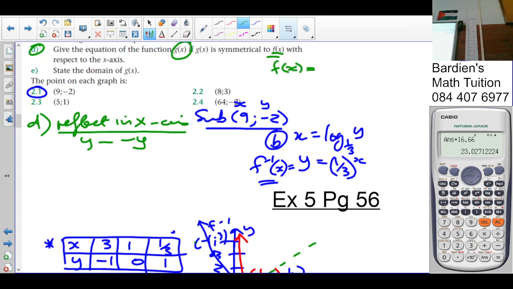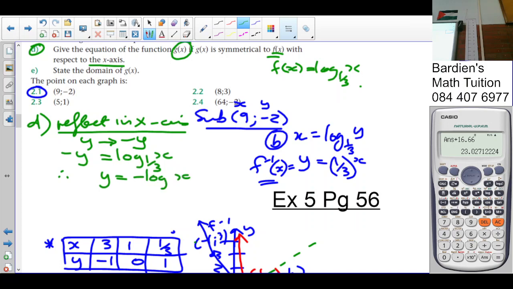F of x was log x base a third. So if it's symmetrical about the x-axis, y becomes negative. So what do I write here? Negative y is equal to log x base a third. Which now can be written as y is equal to negative log x base a third, or somebody called it out now, well done. Okay.